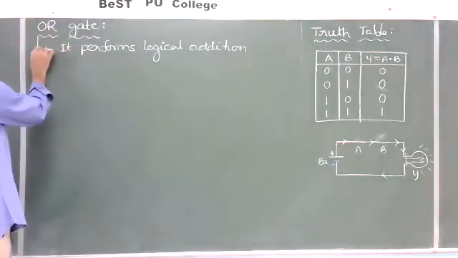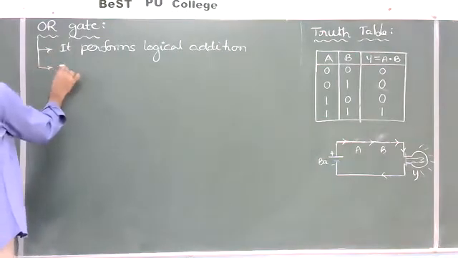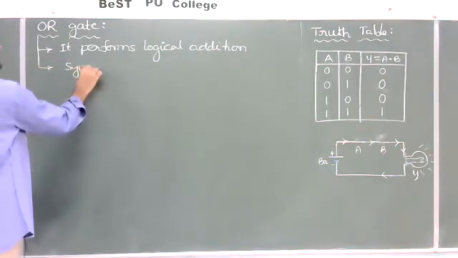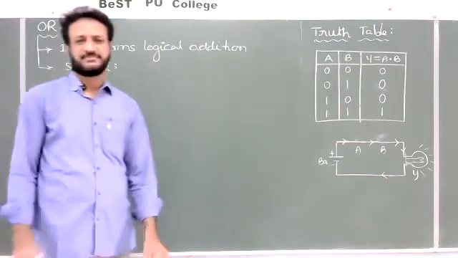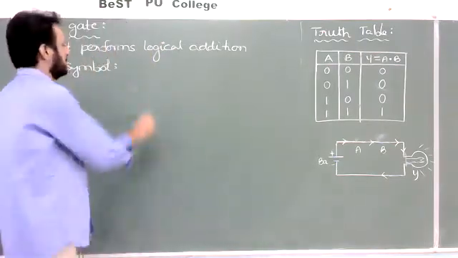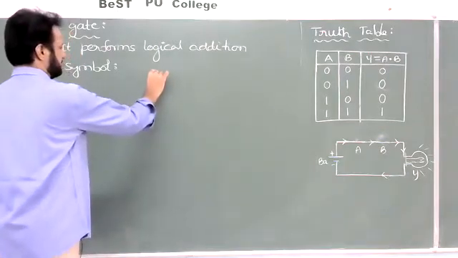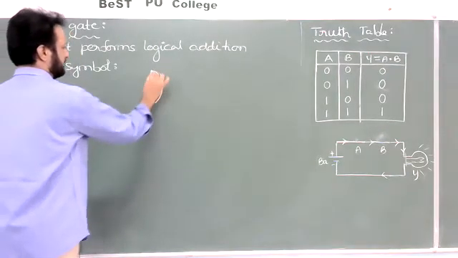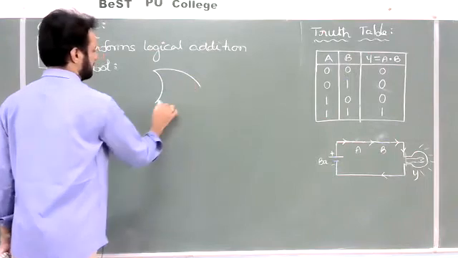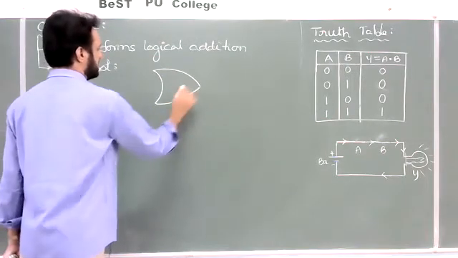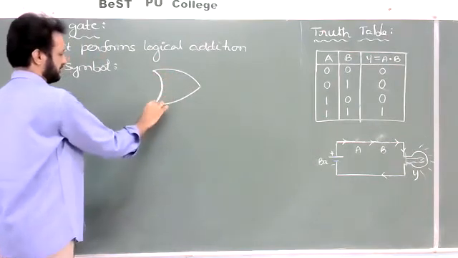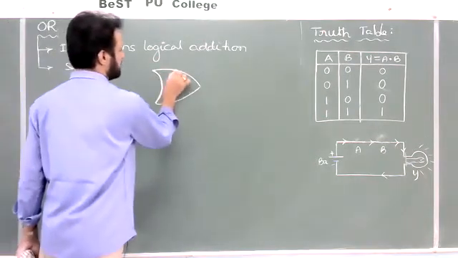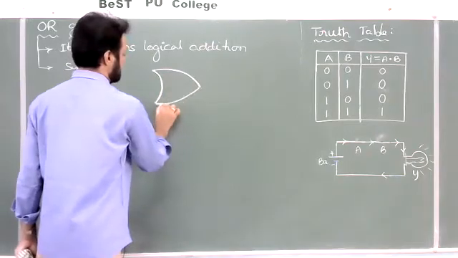Here also, write the symbol of OR gate. Logical addition means you are using a plus. Generally we will use plus. So the symbol you should write like this. Draw the symbol like this, in this way. Compared to AND gate, it is a little bit different. Don't write any straight line. We should draw the diagram like this.